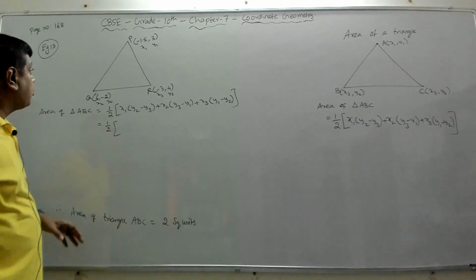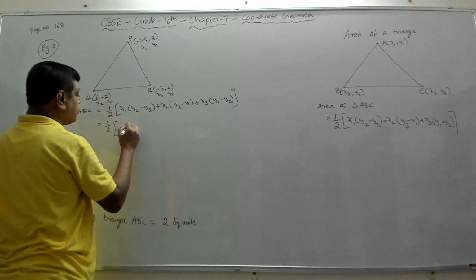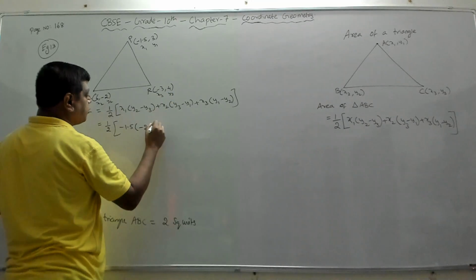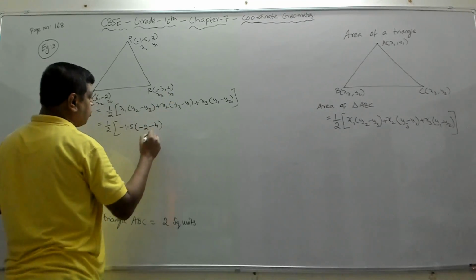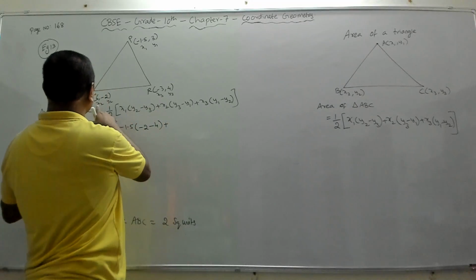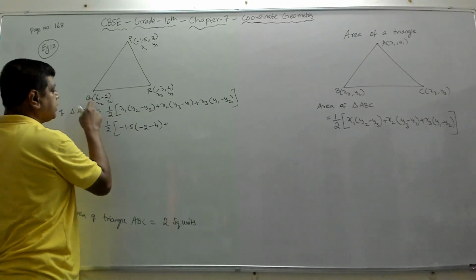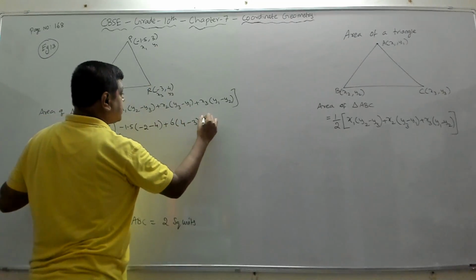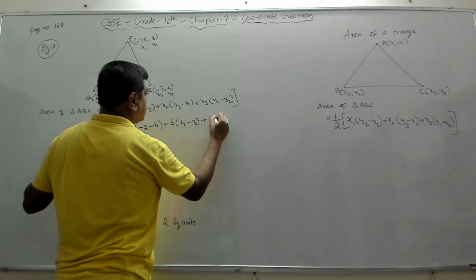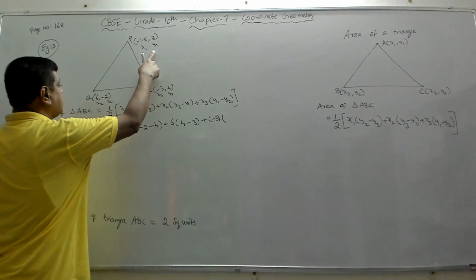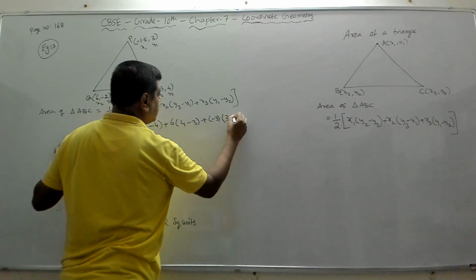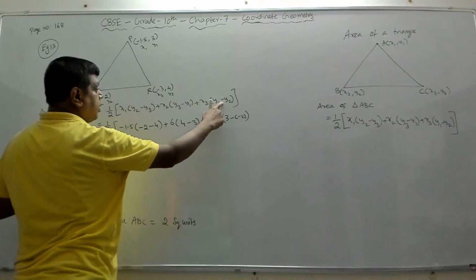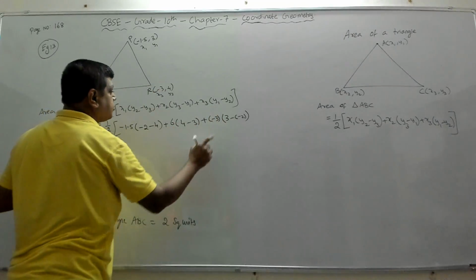So let's substitute the values now. What do we get? x1 is minus 1.5 into y2, y2 is minus 2, minus y3, y3 is 4, plus x2 is 6 into y3 is 4 minus y1 is 3, plus x3 is minus 3 into y1, y1 is 3, minus y2 is minus 2. So 3 minus minus 2. Right? y2 is minus 2.